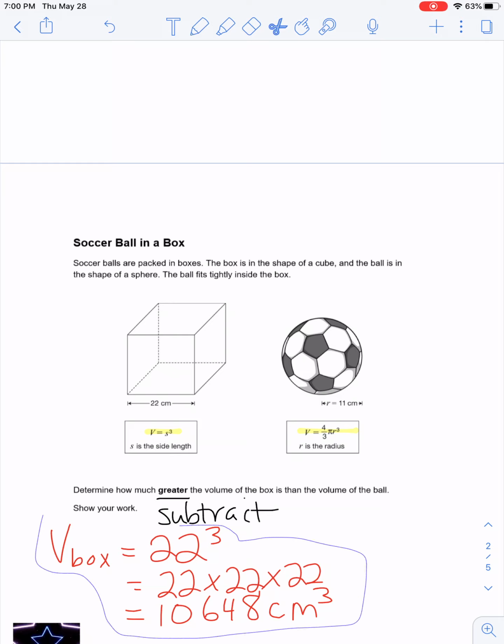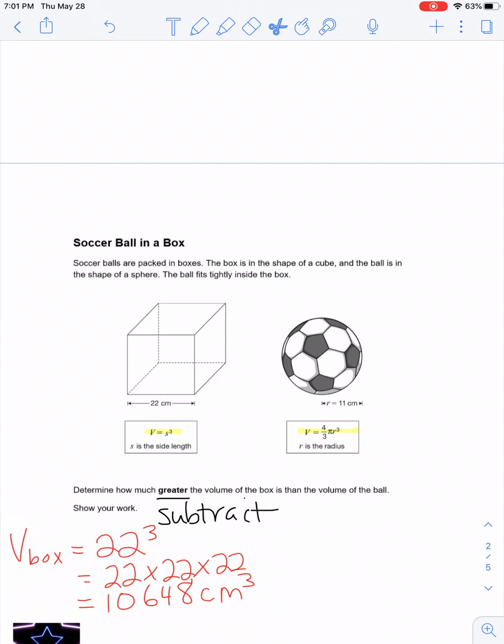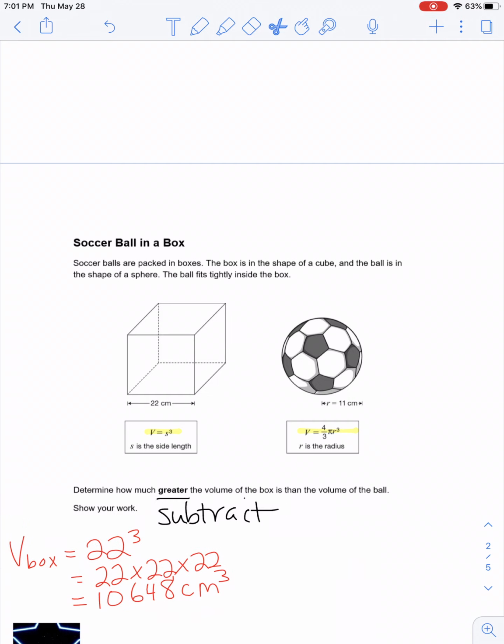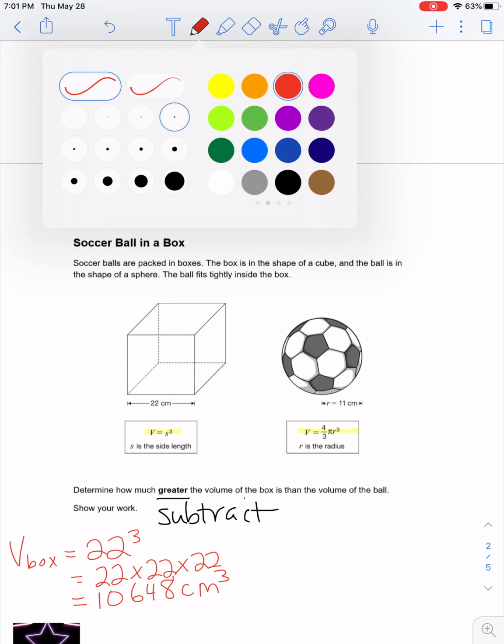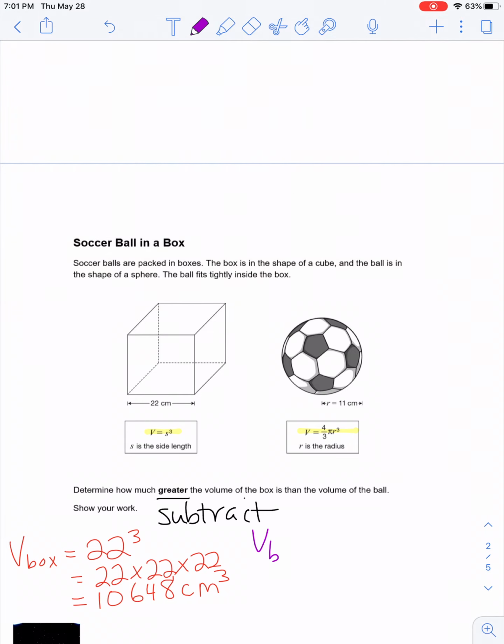Now I'm going to work on the volume of the ball, which is a sphere shape. So the volume of the ball is 4/3 times pi, 3.14, times the radius, which is 11 cubed. So when you type that into the calculator, there's lots of different ways to do it, but usually what I do is 4 divided by 3 times 3.14 times 11 times 11 times 11.